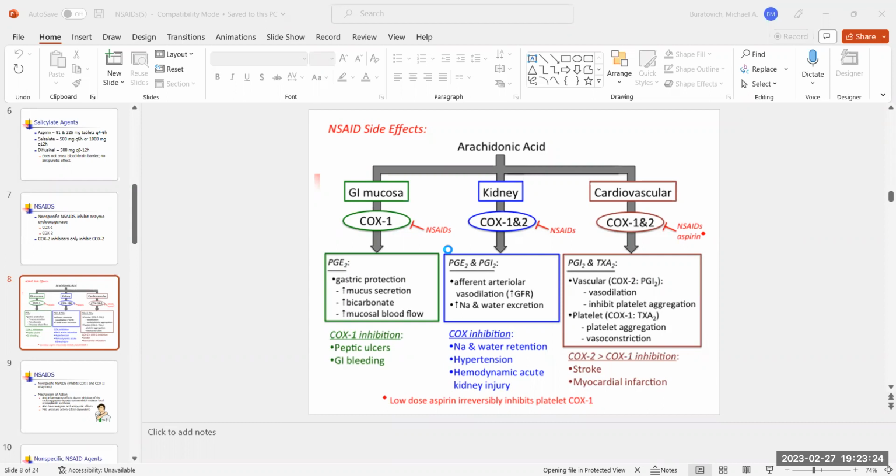If they're going to take the NSAIDs long-term, they should also probably take a proton pump inhibitor because that will prevent ulcer formation. The other thing is you might want to ask about, are you drinking? What's your urine output? So on and so forth. And any chest pain, any shortness of breath, stuff like that.